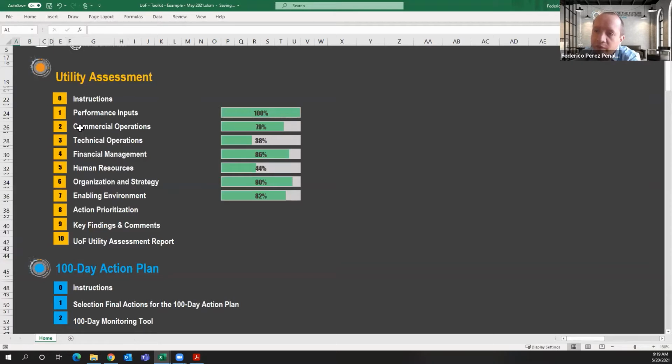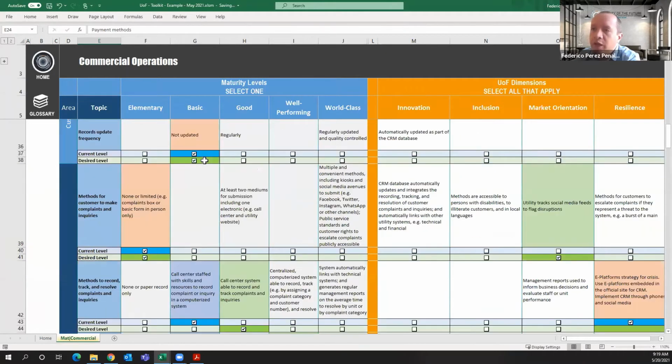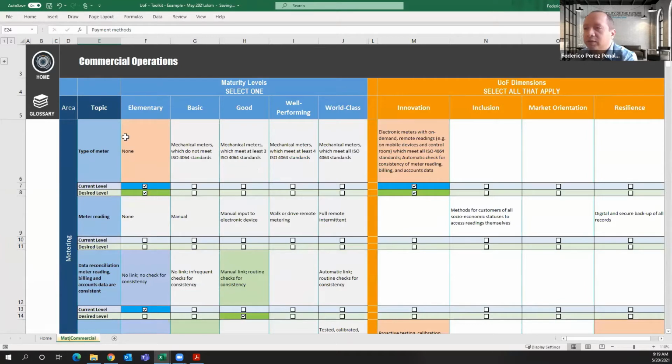Okay, then you will see here the 5 elements: the commercial operations, technical operation, financial management, human resources, and organization and strategy. And for each of them, you will find a tab like this one, no? So this tab is divided in 2 main sections. The first one is the blue one that is related to the basics, the essential processes, and the orange one is related to the 4 utilities of the future dimensions, no? Innovation, inclusion, market orientation, and resilience.